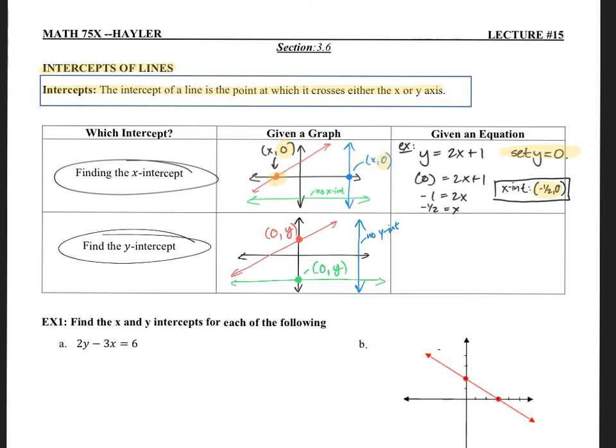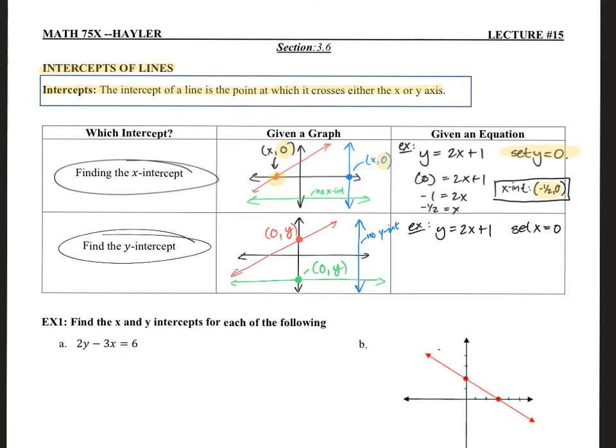Alright, so very similar to the x. Let's go ahead and look at finding the y-intercept when we're given an equation. So once again, let's use our example from before. This time, we're going to use the same idea we used before. To find the y-intercept, we know the x value will always be 0. So we can use that handy little clue there and set x to 0. Because wherever the y-intercept is, the x value is always going to be 0.